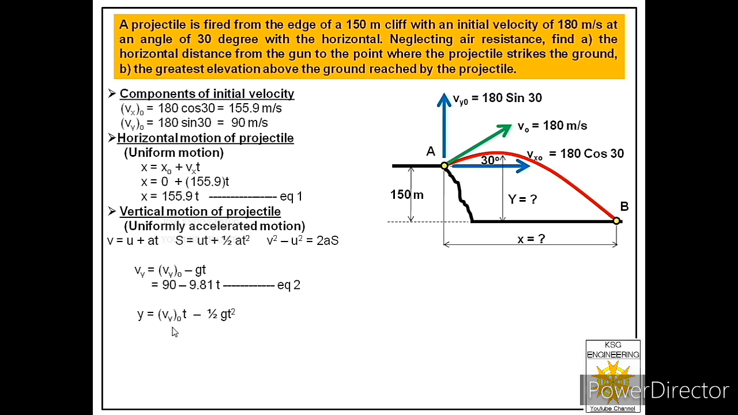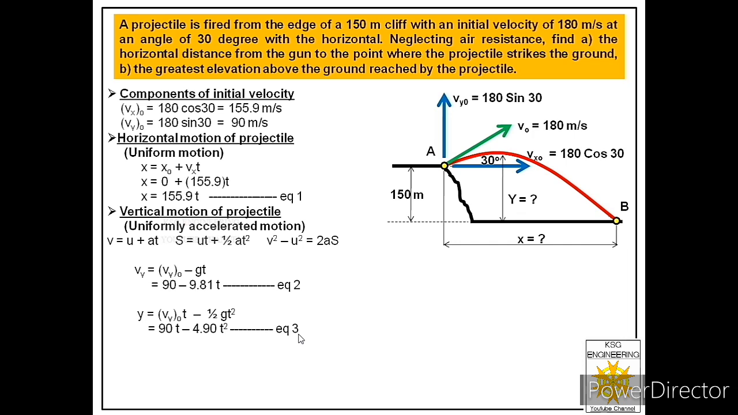So over here we will put value of vy naught as 90 and this equation will further reduce to 90t minus 4.90 t square. And let us call this equation as equation number 3 for time being.